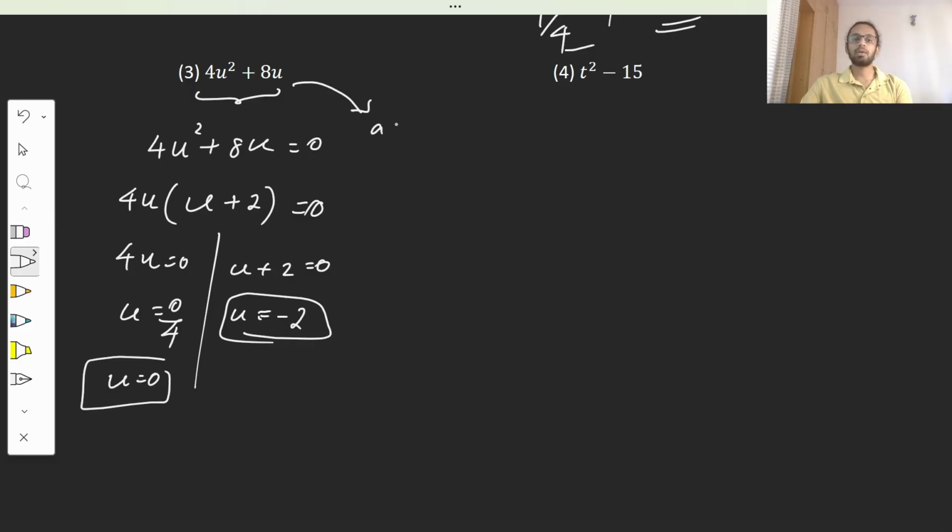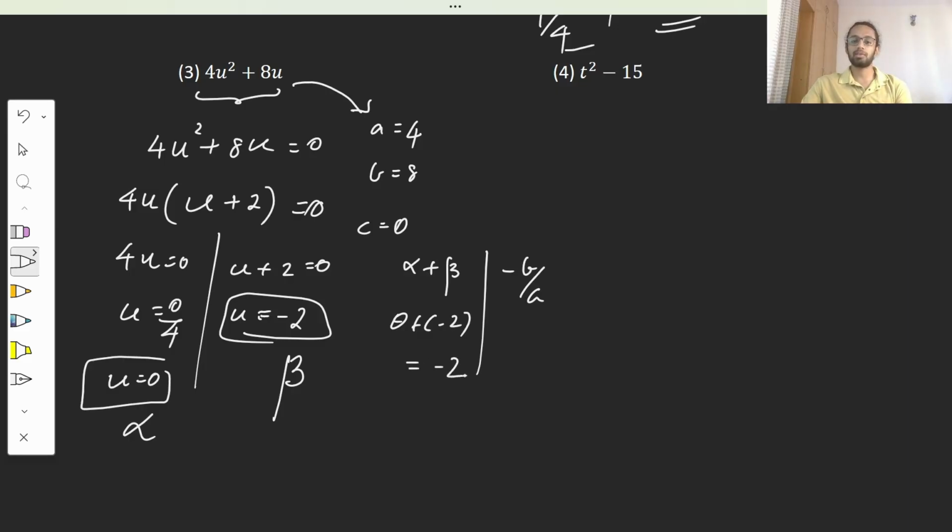In this question, as you can see, the value of a is 4 because that's the coefficient of u square. The value of b is 8. Constant term, it's not there, so we take it as 0. And then alpha plus beta should be equal to minus b by a. We can take one of the zeros as alpha, the other zero as beta. So we'll be getting 0 plus of minus 2, we get minus 2. And then in the formula, there is minus 8 by 4, which is also minus 2.